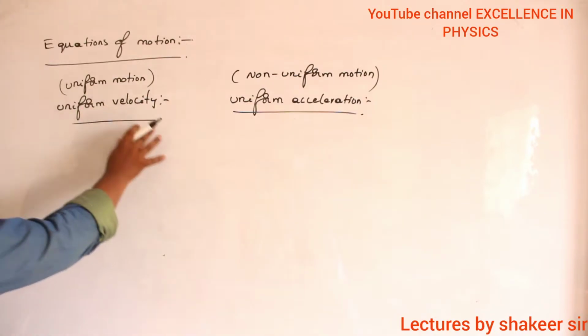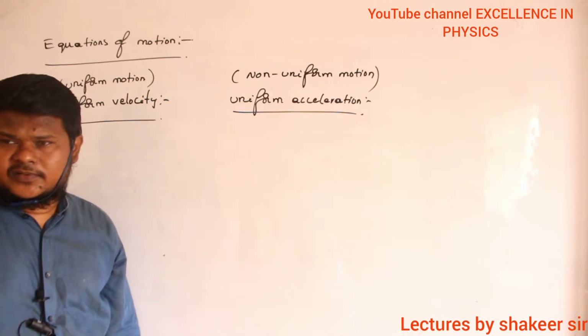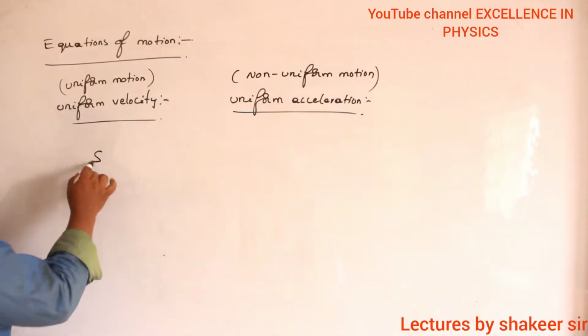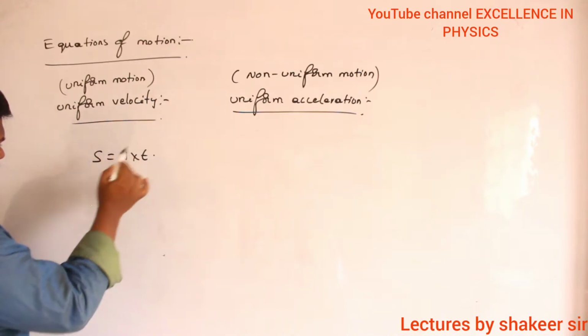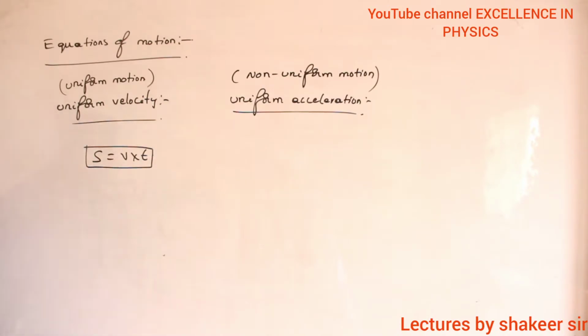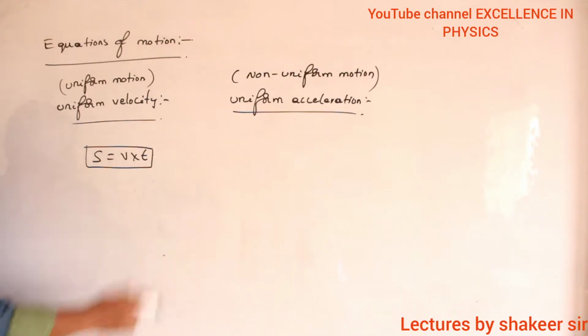If the body is traveling with uniform velocity, then I have only one equation. Only one equation. What is that equation? Displacement is equal to velocity into time. So this is the only equation which we have when the body is traveling with uniform velocity. What is meant by S here? S is called displacement, V is called velocity, T is called time taken.